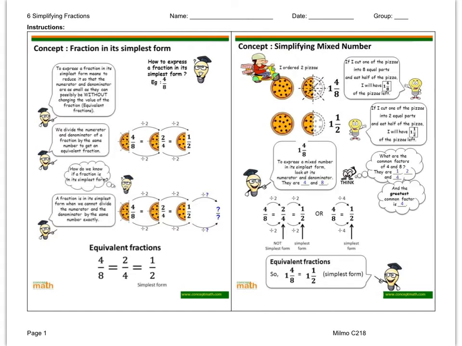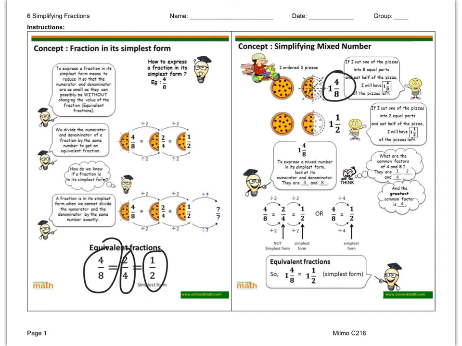Sometimes you're going to have equivalent fractions. So if you had 4/8 and 2/4 and 1/2, they're all equal, right? So when you simplify, you're just finding equivalent fractions. And sometimes you'll have them in proper fraction form. Sometimes you may have them as mixed numbers, as in this case.